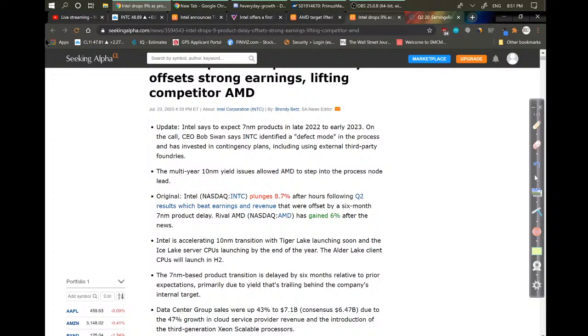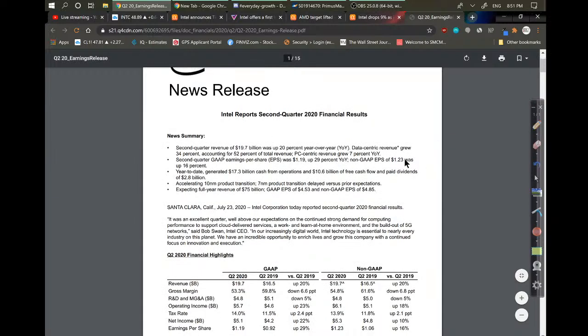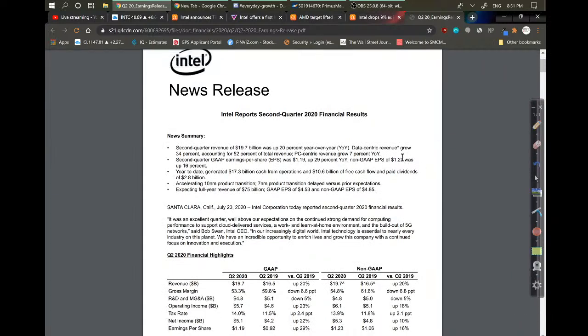So I'm going to try and do this in a systematic way so that we can possibly cover this in the most efficient manner. Okay, first things first. Looking at the news release, this was a pretty good quarter for Intel, and it should be because tech is booming. Intel is still dominating within the space.